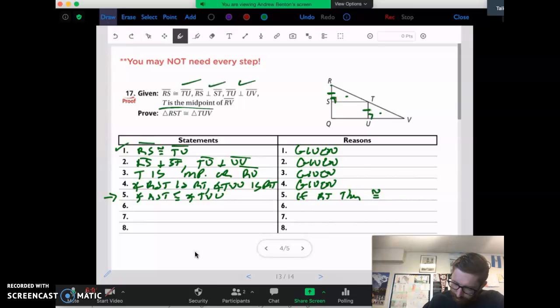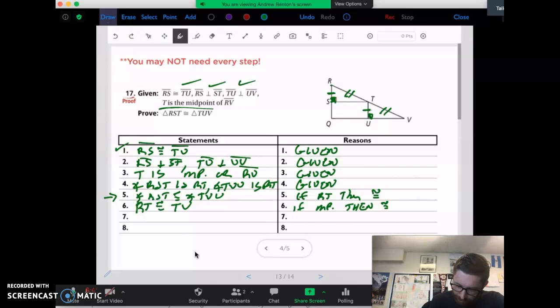T is the midpoint, so I can get RT congruent to TV. Sorry about my handwriting. Because if midpoint, then congruent. So now look, I have a right angle here, so I have right triangles. So I should automatically be thinking, okay, probably a hypotenuse leg. Then you have to make sure that your angle is excluded for hypotenuse leg, right? So is my angle excluded? Yes, it is, and the other two sides are congruent.